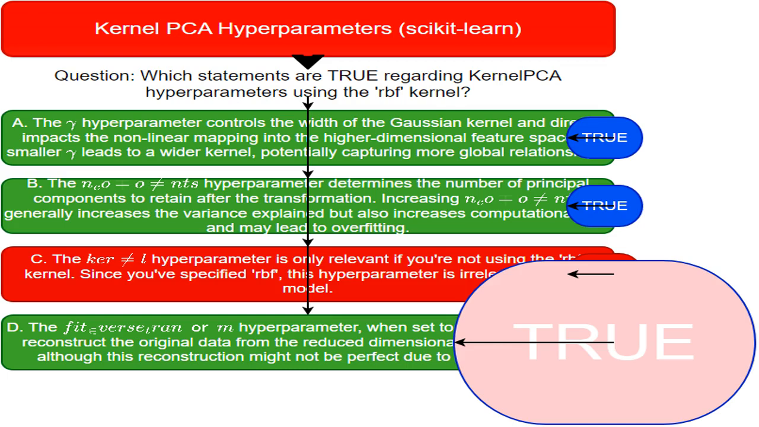Statement D is true. Setting FITINVERSETRANSFORM to true lets me try to reconstruct the original data from the reduced dimensionality representation. However, because information is lost during dimensionality reduction, the reconstruction won't be perfect. It's like trying to rebuild a puzzle after removing some pieces. You can get close, but it won't be identical to the original.